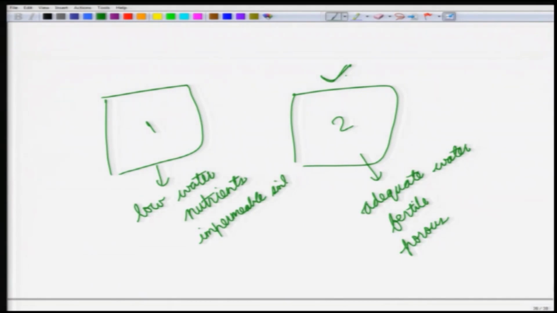So, obviously, site 2 will be a better site, but then let us consider a third site which is also having all these three things. It is also having adequate water, it is fertile, it is porous, and probably both these sites are right next to each other. But then in site 2 you do not do any silvicultural operation. In the case of site 3 you are doing scientific management. Now, which of these sites will have the highest production?